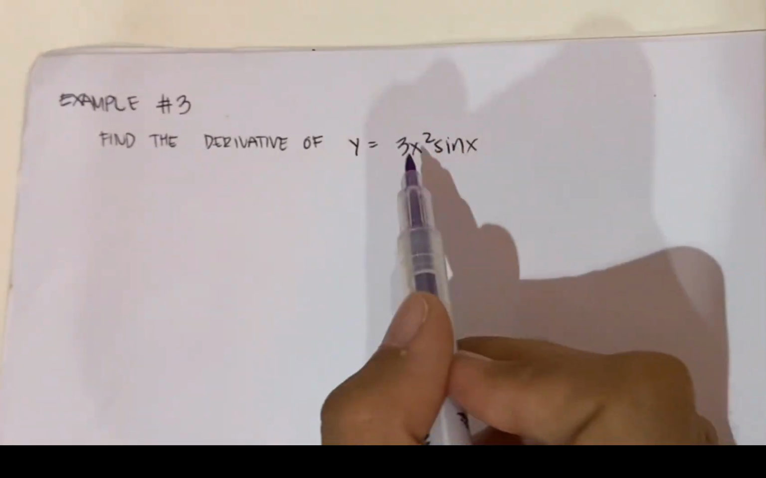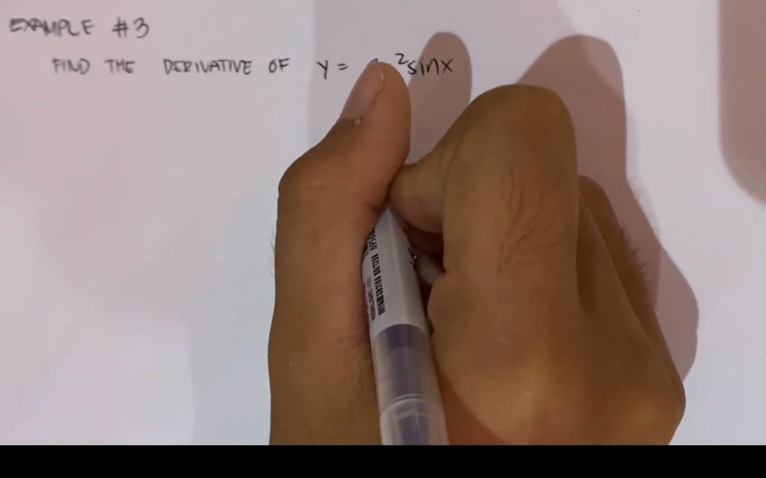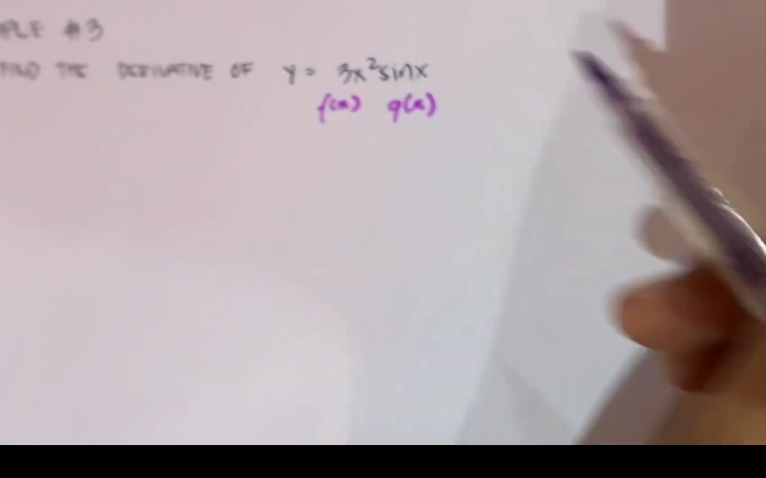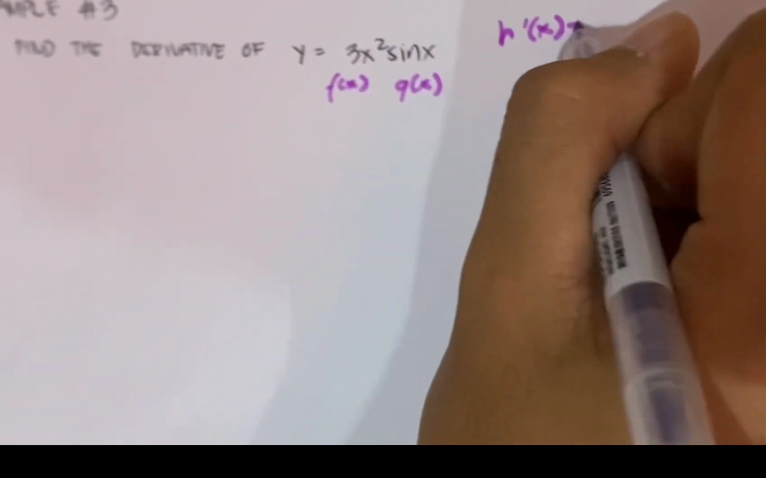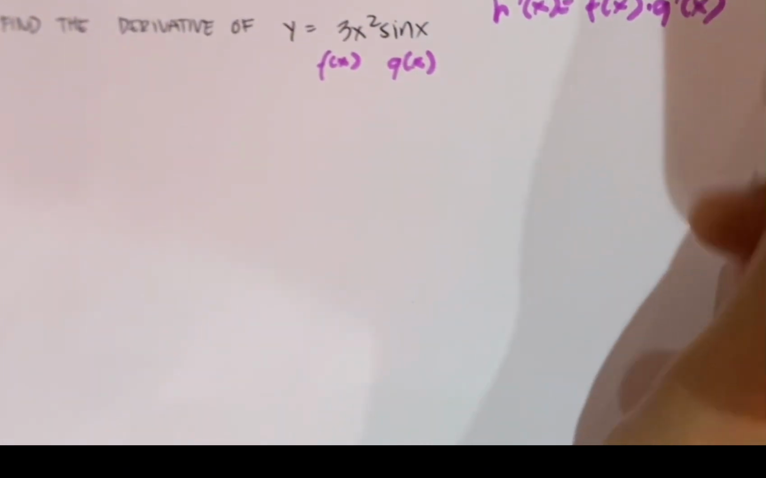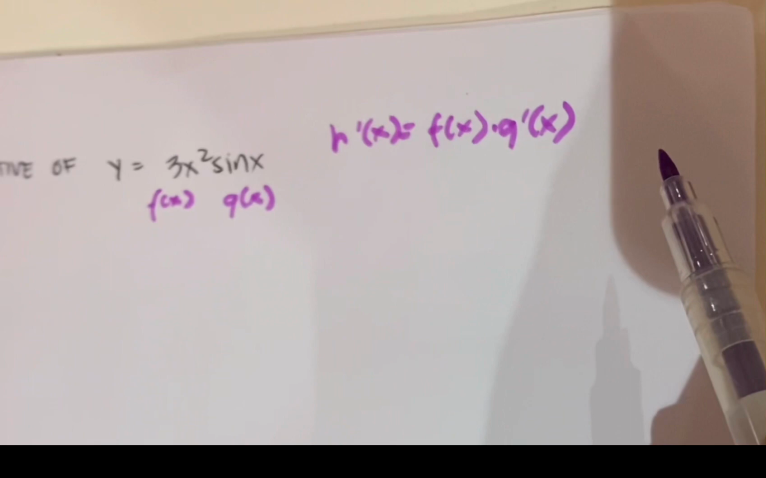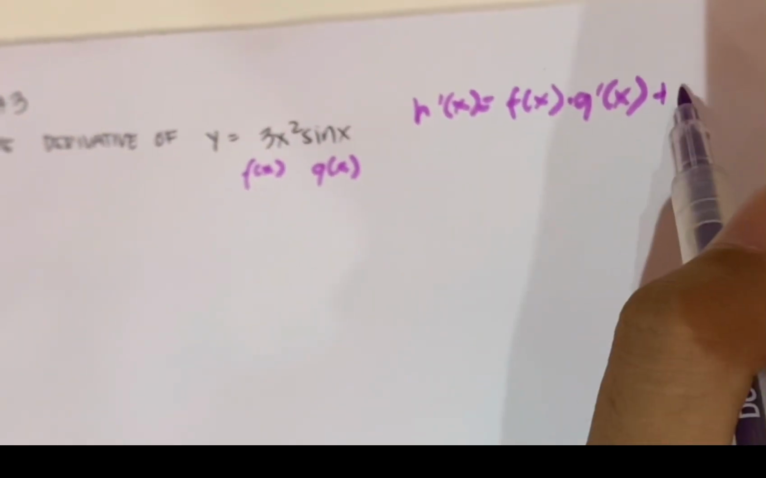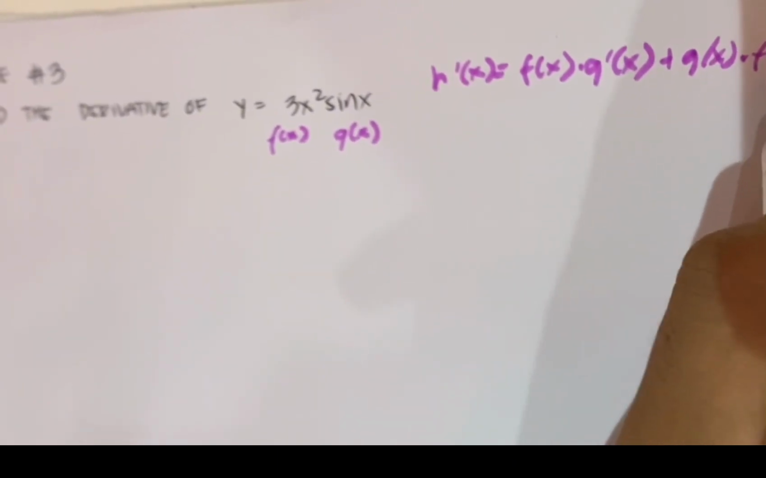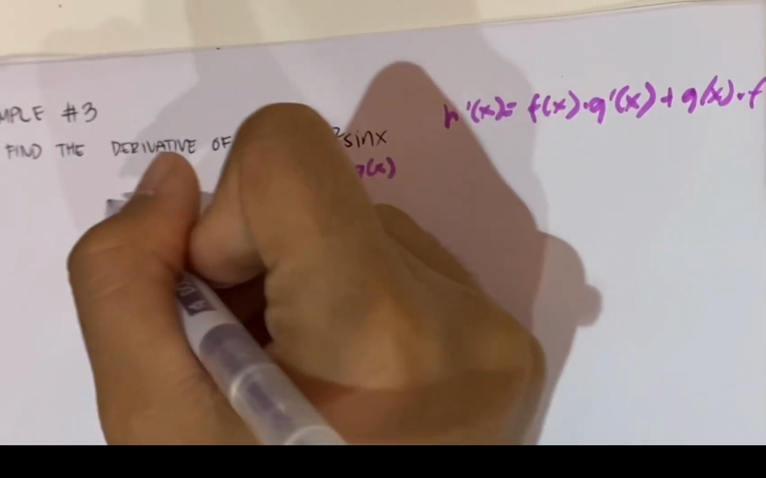Next will be example number 3. So find the derivative of y is equal to 3x squared times sine x. So our f of x here will be the 3x squared and g of x will be the sine x. So we will use the product rule. So we will use this formula again: f of x times g of x prime plus g of x times f of x prime. So our f of x is 3x squared and g of x is sine x.